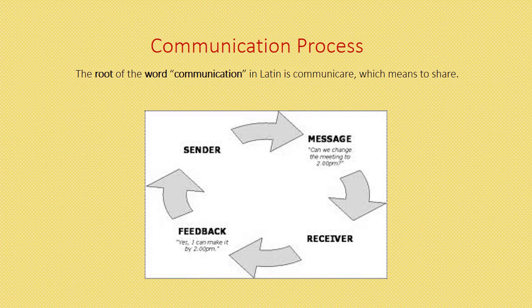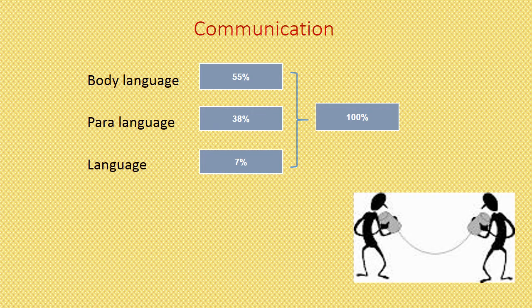Therefore, communication has four elements, friends. They are sender, receiver, message, and feedback. Very important. For instance, a sender is sending a message to a receiver saying, can we change the meeting to 2 p.m.? The receiver receives that message.